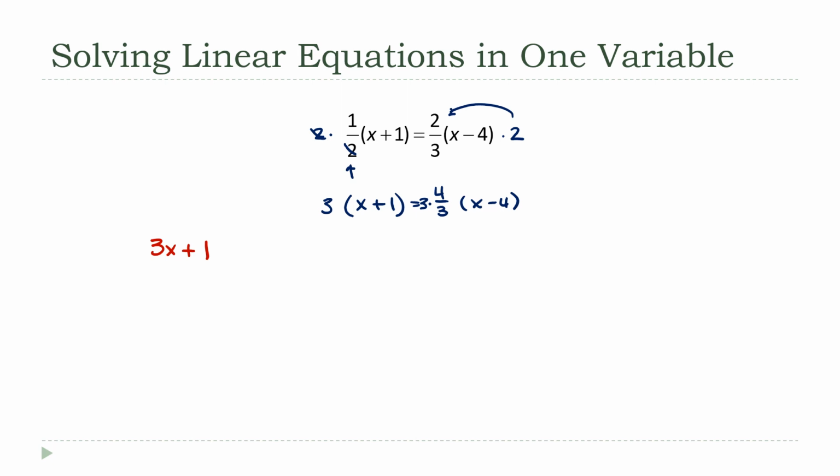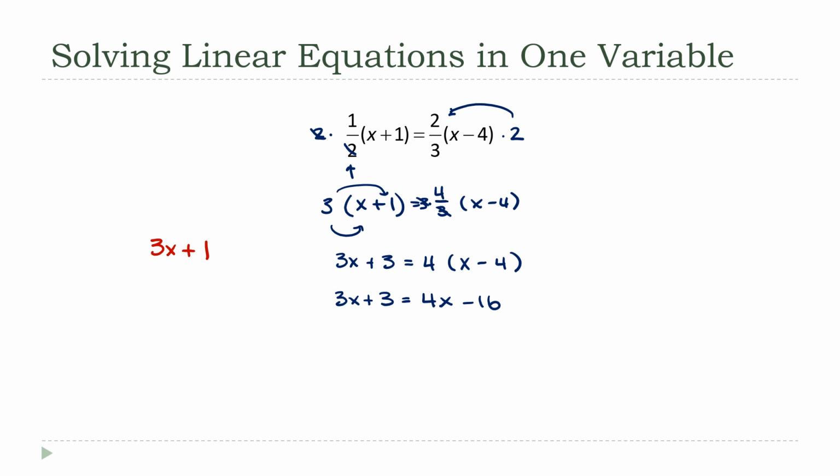All right, so let's see what happens now, right? I'm going to distribute over here. This will be 3x plus 3, and they cancel here, and I'm left with 4 times x minus 4. Excellent. Now I have to distribute again. All right, let's distribute on the right side. The left side stays the same, 3x plus 3 equals 4x minus 16.